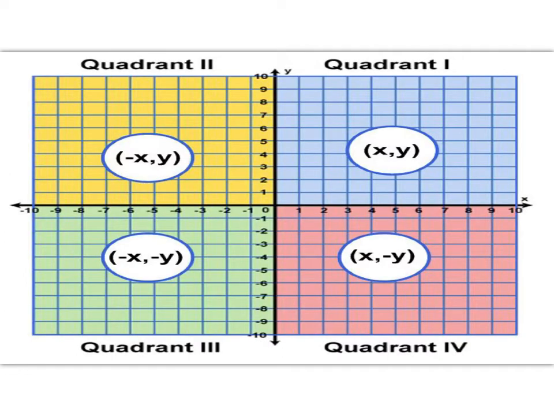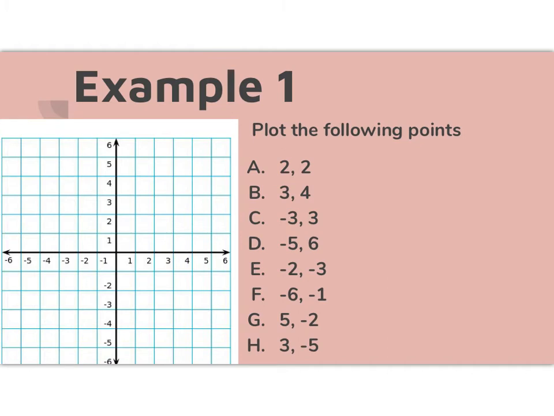Rules and notes. I talked about the quadrants before. Okay, so let's plot the following points. 2, 2. So A is here. So you always start from your origin, which is this point right here where the X and Y meet, and you go 2 in X and 2 in Y, and that's point A.